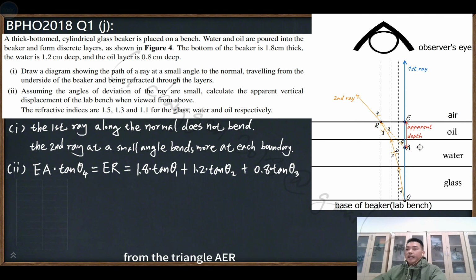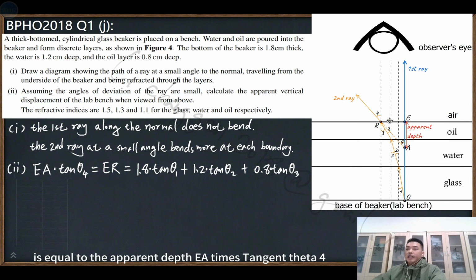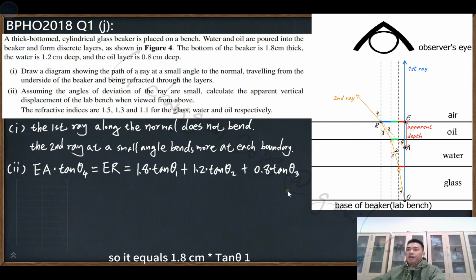From the triangle AER, we can say that the total horizontal shift of the second ray from normal, labeled as ER, is equal to the apparent depth EA times tangent Z4, and the horizontal shift ER is the sum of all the small sideways displacements it undergoes at each interface, as shown in the figure. So it equals 1.8 centimeters times tangent Z1 plus 1.2 centimeters times tangent Z2 plus 0.8 centimeters times tangent Z3.